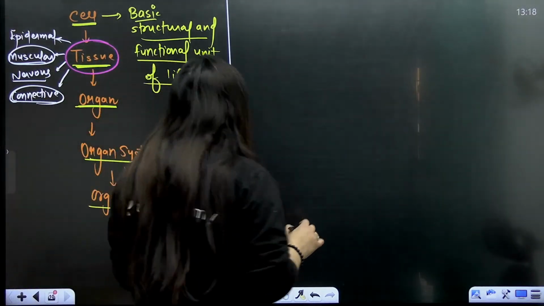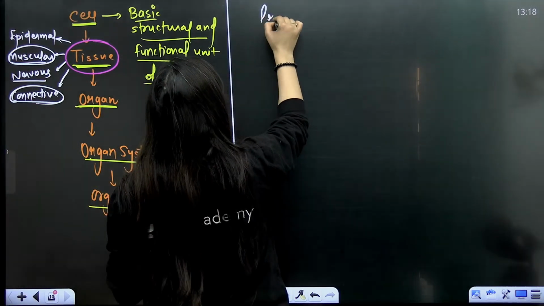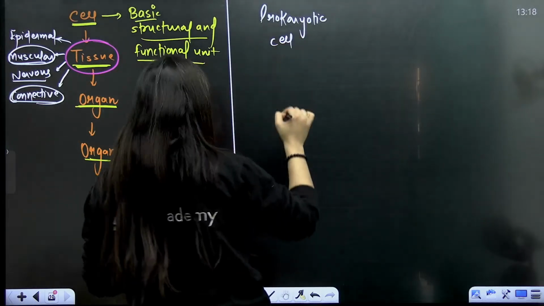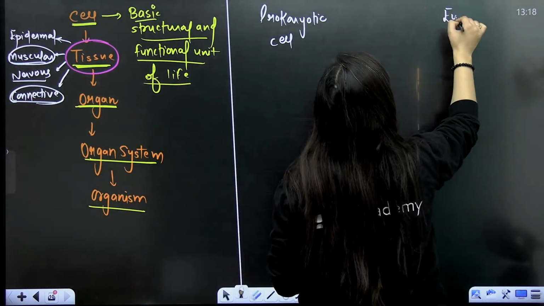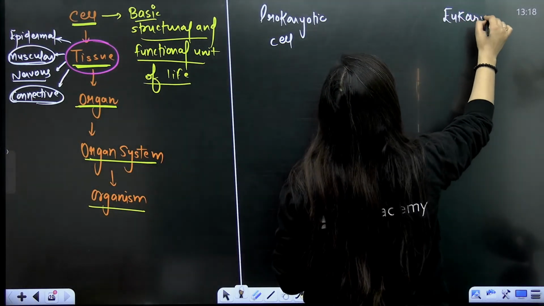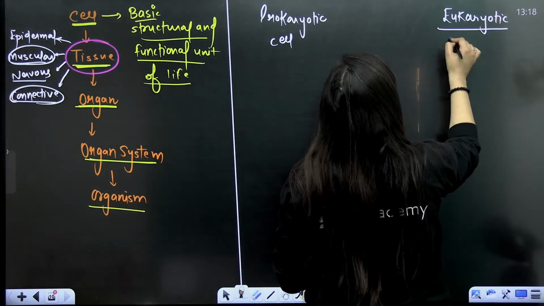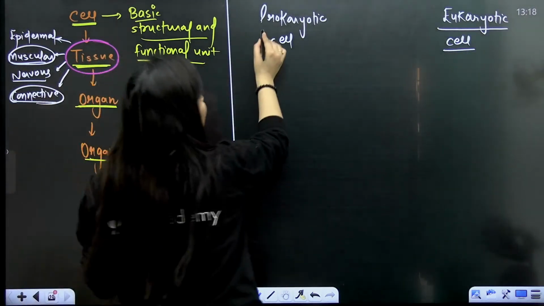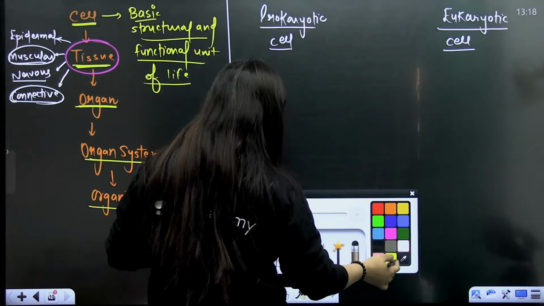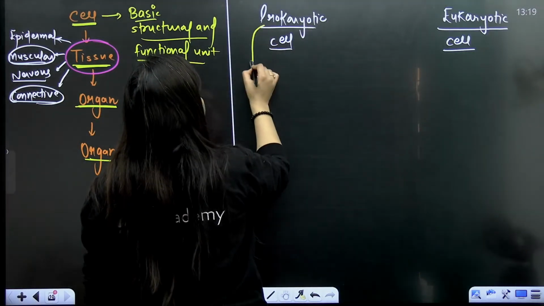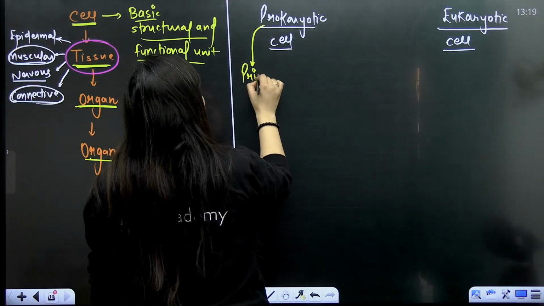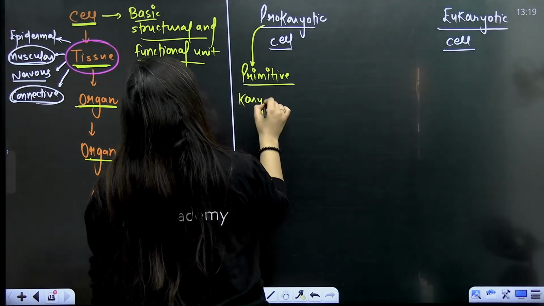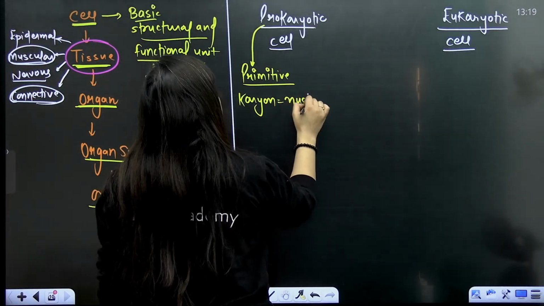Now, when it comes to the cell, we have two types here. We have the prokaryotic cell and we have the eukaryotic cell. Are you getting my point? Prokaryotic cell as well as eukaryotic cell, right? So P for primitive. The karyo word here equals nucleus, right?